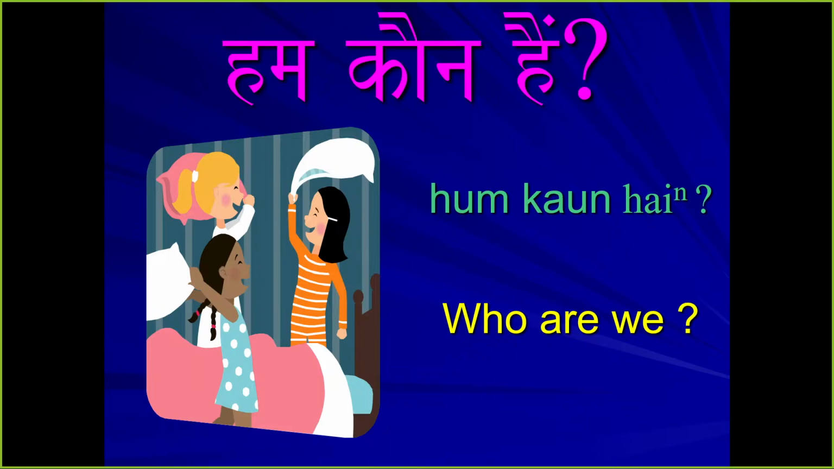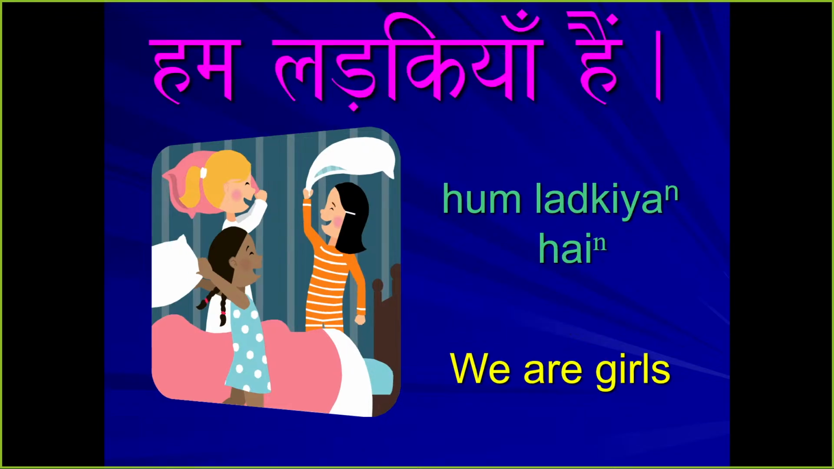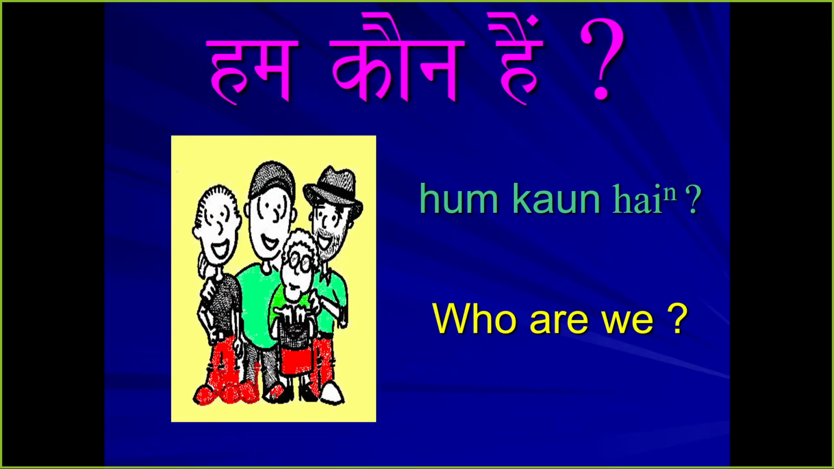Okay. Anisha, can you read this sentence? हम कौन हैं? So what does that mean? Who are we? Now in this case, ladka, ladki, what? हम लड़की हैं. Ladki. But there are many girls, right? So we can't use ladki, we have to use the plural. So we will say hum ladkiyan. Repeat with me. Hum ladkiyan, हम लड़कियाँ हैं. Okay.